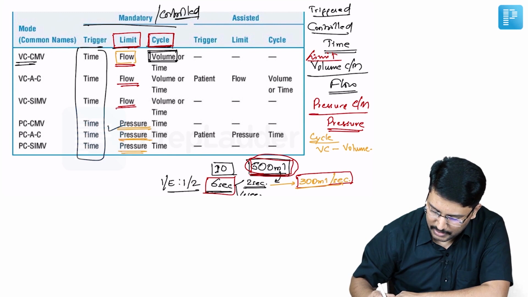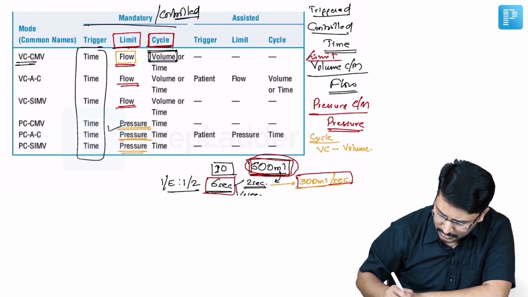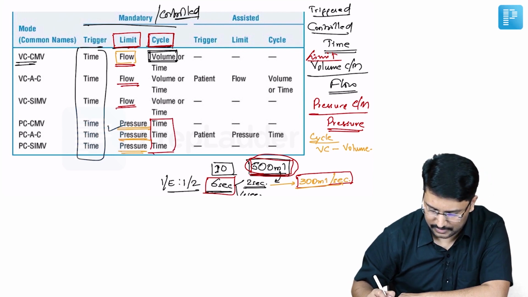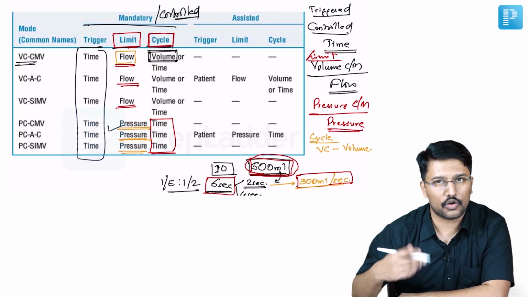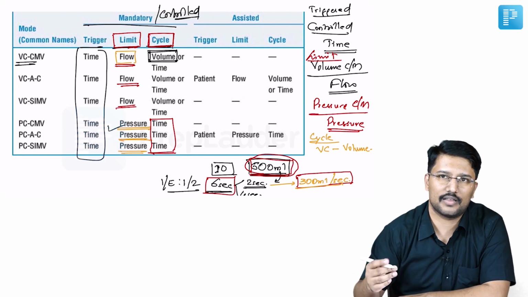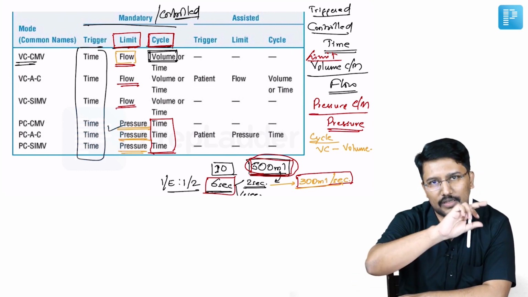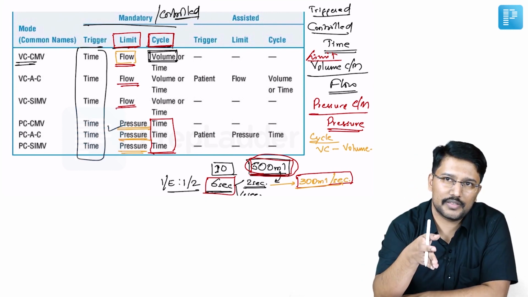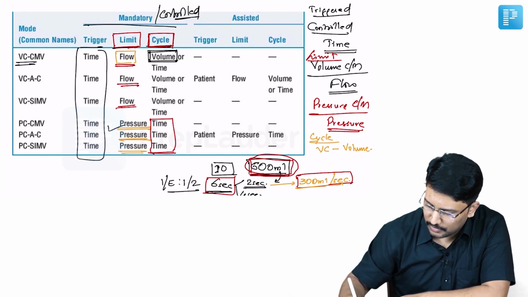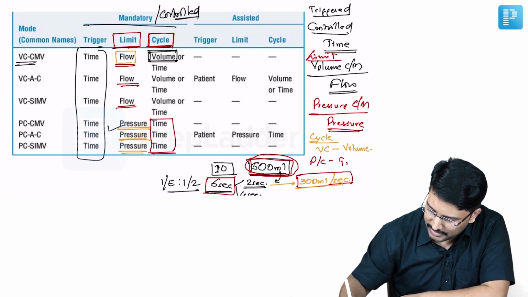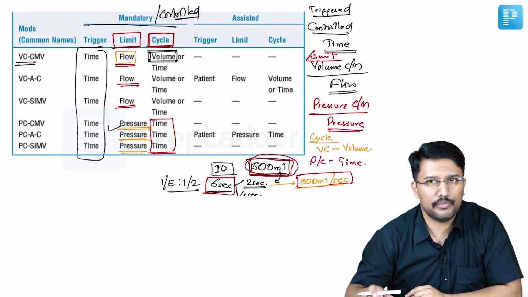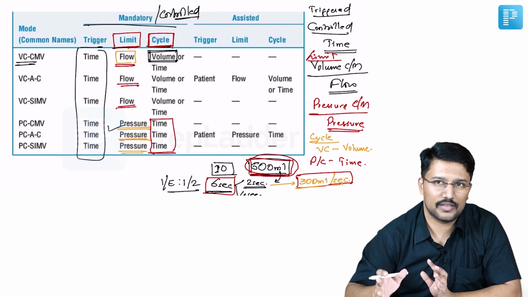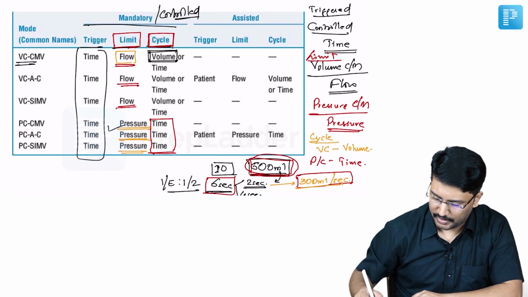On the other hand, whenever we talk about pressure controlled modes, time becomes the cycler. Time tells you that this is the time, because there is a fixed airway pressure built up. So time decides when the inspiratory effort ends and expiration begins. So in pressure controlled mode, time is the cycler. If you remember or understand these points, you start making a little more sense of different modes of mechanical ventilation.